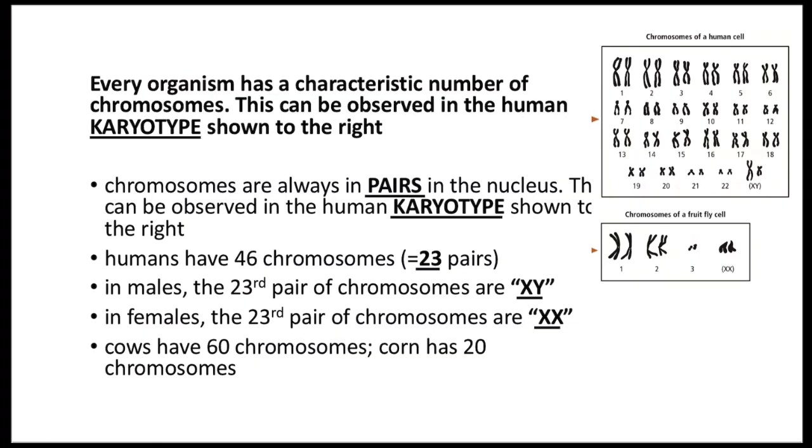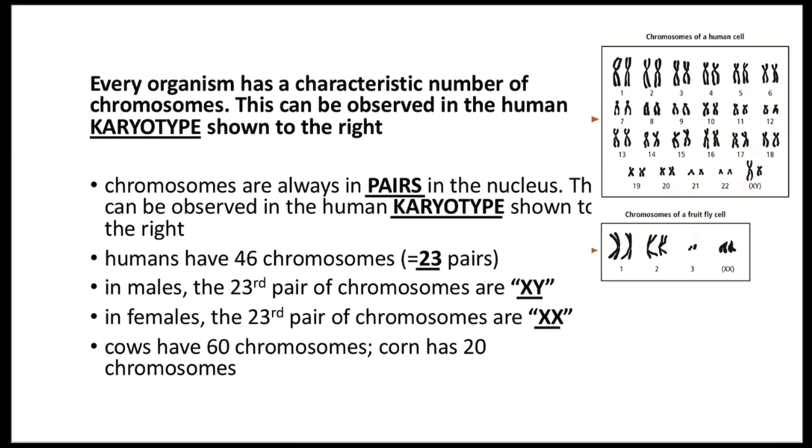Every organism has a characteristic number of chromosomes, again, those X-shaped structures. This can be observed in the human karyotype shown on the right. So the top right image is an example of what's called a karyotype, and this is simply an image of every single chromosome, which has been sorted by size. We can see it going from large to smaller sizes as we go through.